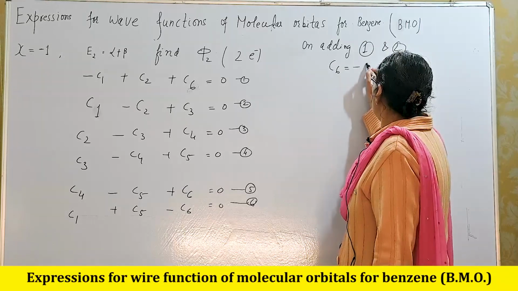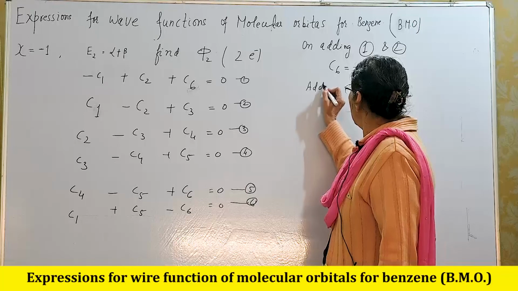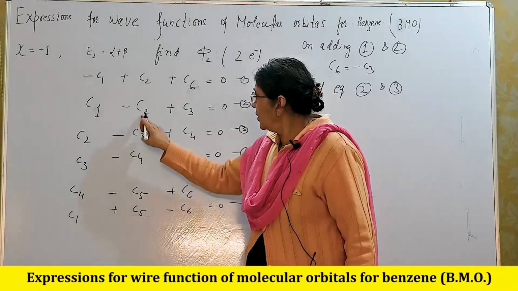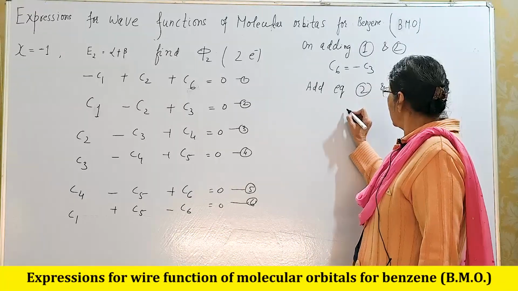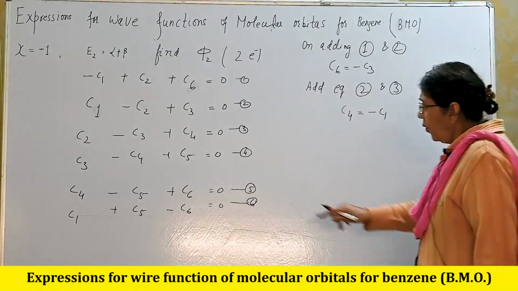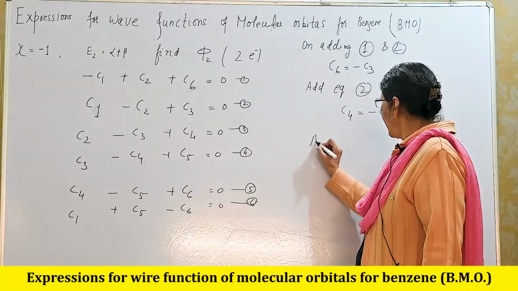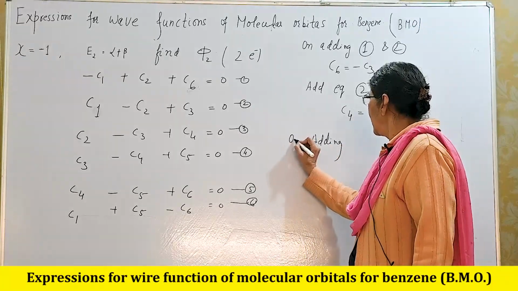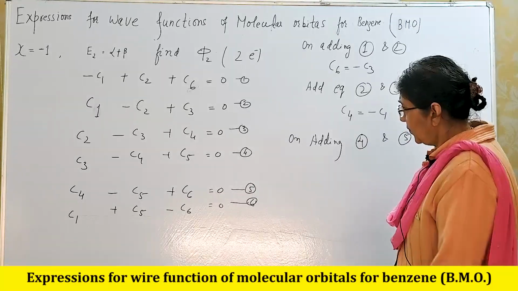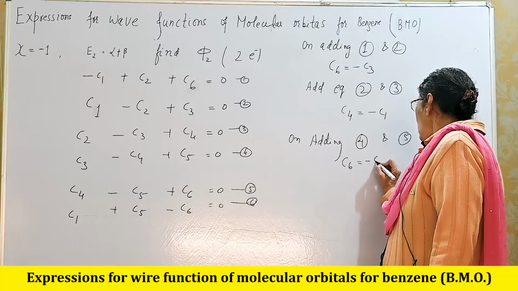C6 is equal to minus C3. And if we add equations 2 and 3, we get C3 cancel, C2 cancel, C4 is equal to minus C1. And if we add 4 and 5, then we get C5 cancel, C4 cancel, C3, that C6 is equal to minus C3.